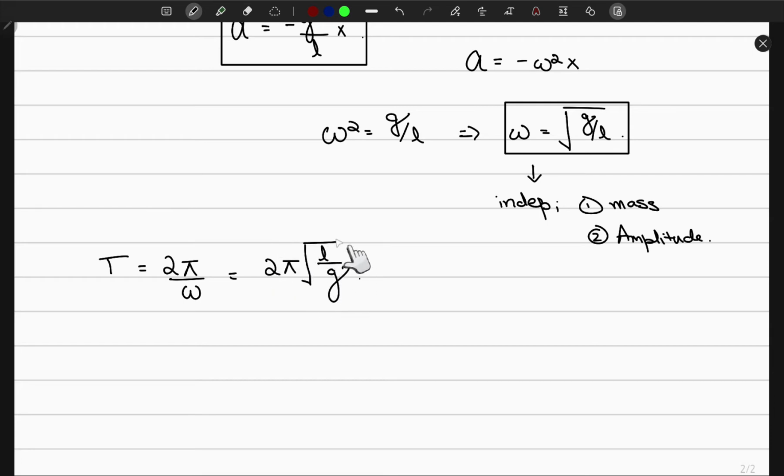Now, having the time period, we know that the frequency is simply given as 1 over time period. It is the inverse of time period. And so the frequency of the oscillations is then 1 over 2 pi times square root g over L, which you can say is just omega over 2 pi. So that's the frequency of the oscillations.